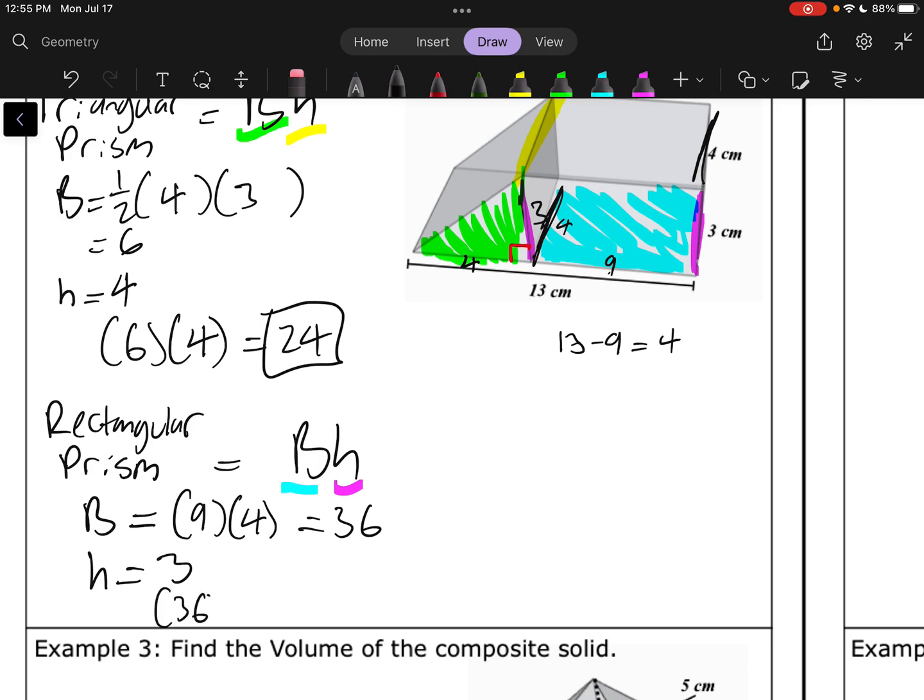So 36 times 3, let's see about that. That is 108. So we will do 24 plus 108. We'll get 132 centimeters cubed.